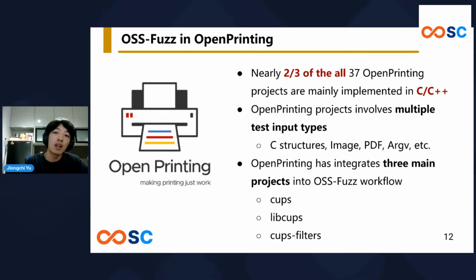There are also many testable input types for OpenPrinting projects, like C structures, images, PDFs, or even command line parameters for fuzzing. So there's great potential in OpenPrinting projects for testing, and therefore we prioritized the fuzzing integration sequence and integrated 3 widely used projects for now, namely CUPS, libcups, and cups-filters.